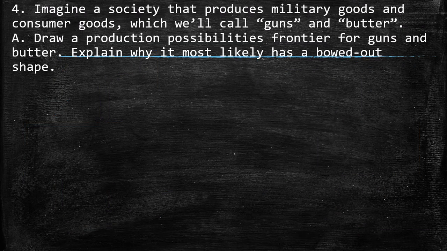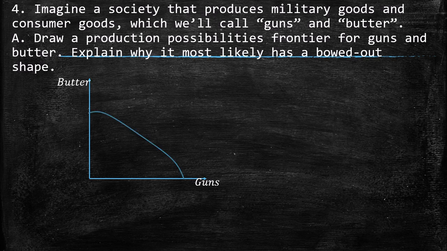Fourth, imagine a society that produces military goods and consumer goods, which we will call guns and butter. A. Draw a production possibilities frontier for guns and butter. Explain why it most likely has a bowed out shape. So first we have to label the axes. We have guns on the x-axis, and we have butter on the other side. So we have this bowed out shape.